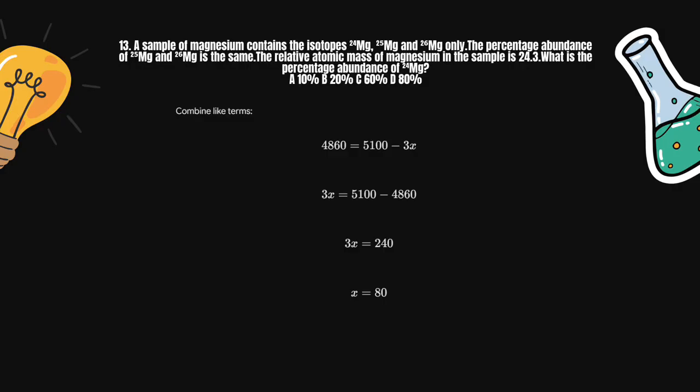Rearranging the equation to solve for x, we find that 3x is equal to 240. Divide both sides by 3 and we get x equals 80. Therefore, the percentage abundance of magnesium 24 is 80%, making option D our correct answer.